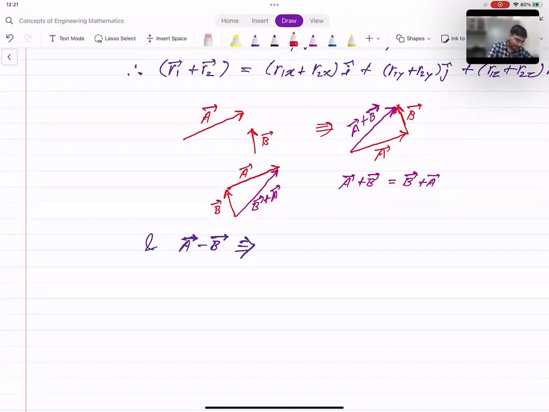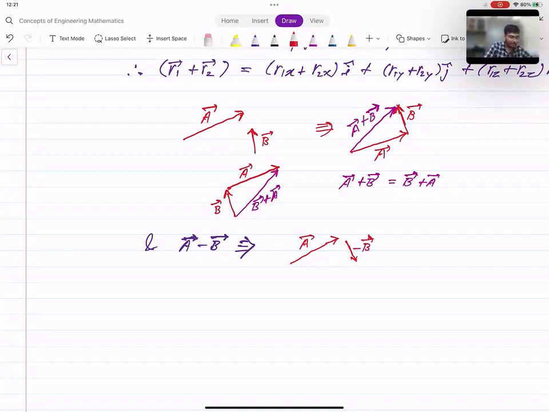So here we are writing vector A minus vector B. We will keep the vector A as it is, like this, and we will now reverse the direction of vector B because we have now written minus vector B. So vector B will become something like this. So this is vector A and this is negative vector B. The magnitude will not be changed, only the direction will be reversed.